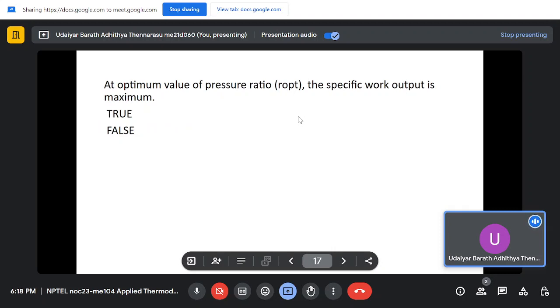The next question is, at optimum value of pressure ratio, the specific work output is maximum. This we have seen in the curve that the work will go through a maxima, and it's kind of an inverted curve. So it will go through a maxima, and the work output is maximum at the optimum pressure ratio. So this statement is true.